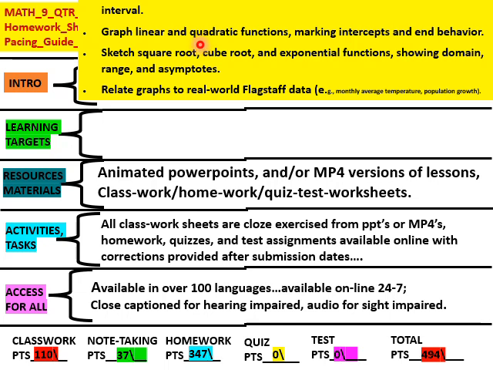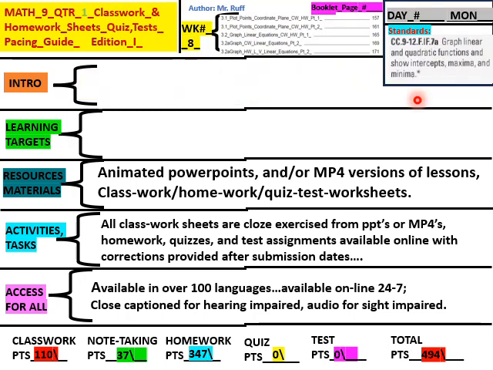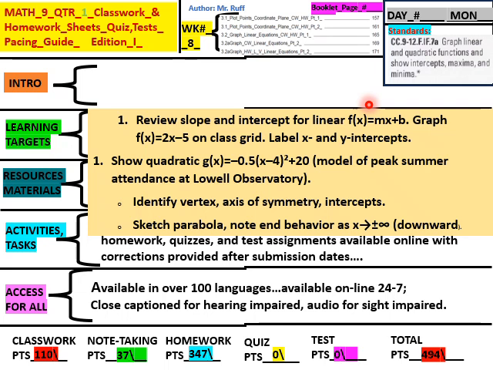Actually, this is our learning targets here for Week 8. Graph linear and quadratic functions, marking intercepts and end behavior, sketch square root, cube root, and exponential functions, showing domain, range, and asymptotes. And this is kind of like a real world scenario in Flagstaff, Arizona, USA. Relate graphs to real world Flagstaff data, for example, monthly average temperature, population growth. That was our intro. Now is our learning targets.